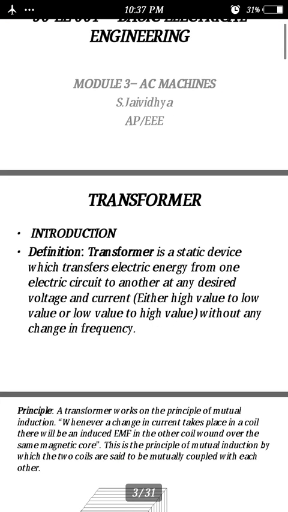In that, the first topic is transformer. It is a static device which transfers electric energy from one electric circuit to another electric circuit at any desired voltage and current without any change in frequency. It means that it is a device which helps to transfer the energy from one set of circuit to another set of circuit. So the basic parameters are voltage, current and frequency.